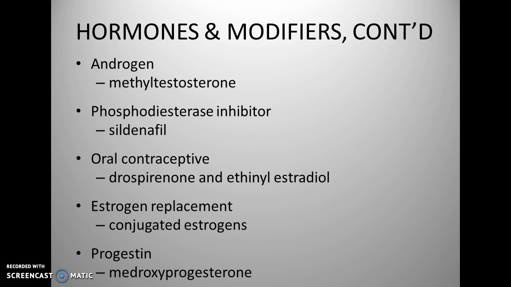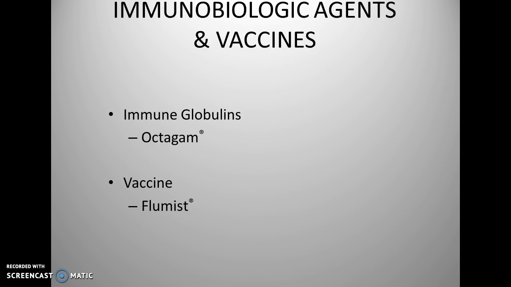Estrogen replacement was popular until recently. There's a correlation between estrogen replacement and breast cancer. Estrogen replacement was to help women having hot flashes in menopause. Progestin, medroxyprogesterone, helps in the pregnancy process. Progesterone is what maintains pregnancy.